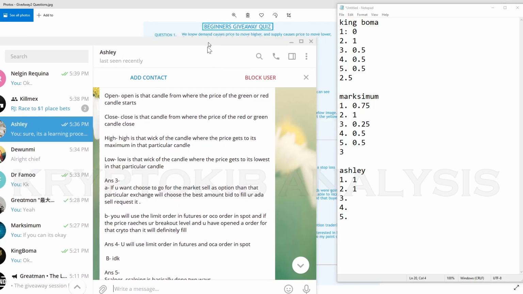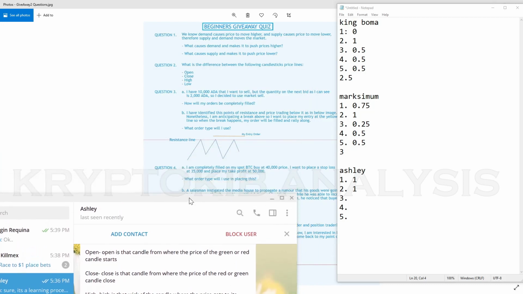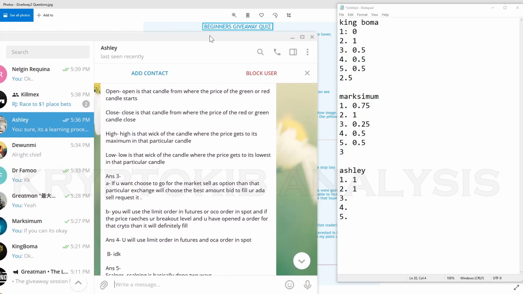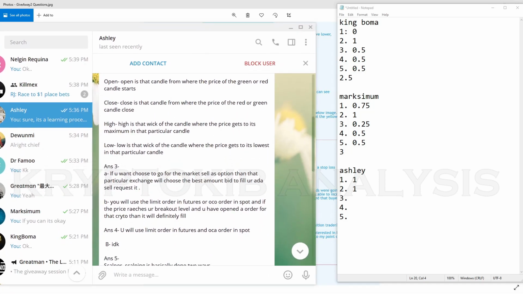Let me see the question 3B again. Okay, that is stop limit. Question 3B is stop limit. But here it says you will use limit order in futures or OCO. OCO will place two trades. So I think that's wrong. That's wrong. So here you have 0.5.